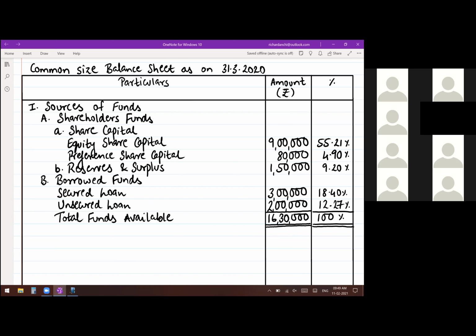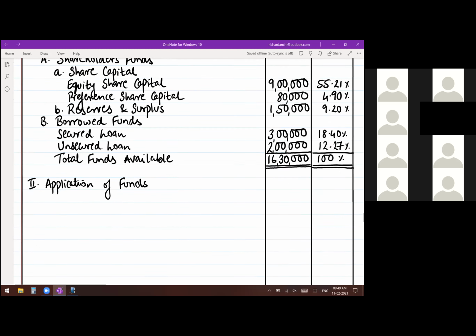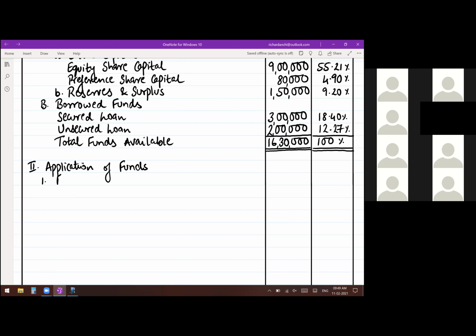Same thing you have to continue on the application of fund side. So firstly, we will complete writing the application of funds, then later we will calculate the percentages. So write down Roman number 2, application of funds. Starting with fixed assets. So write down point number 1. Fixed assets. Now come to the asset side in the question and just copy. Fixed assets are 9 lakhs.